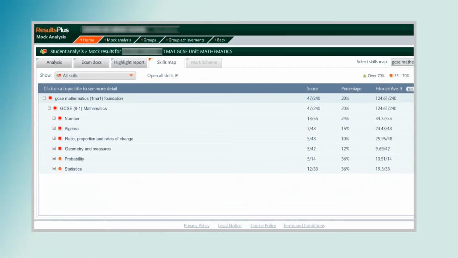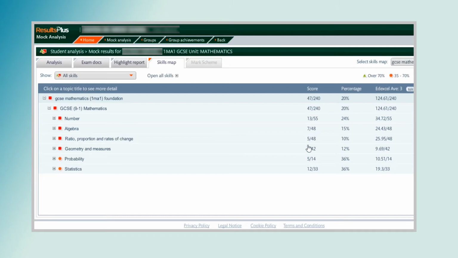Map, what this does is it looks at how that student did on number, algebra, the different strands. So you can begin to see that their algebra skills are very weak. They only got 7 out of 48, only 15% of the available algebra questions they got right on that paper. So that might tell you something about, let's do some intervention and get this student doing lots of algebra work.